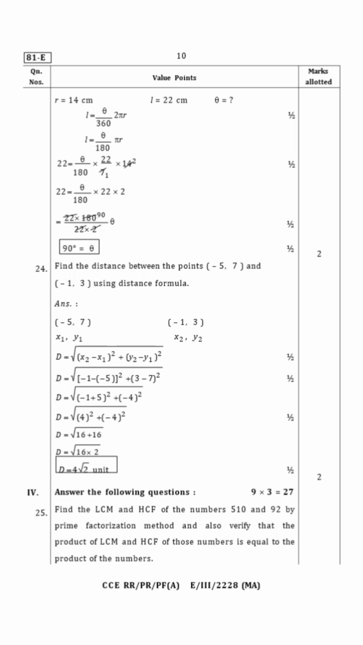Now let us solve the fourth Roman number questions. There are 9 questions of 3 marks each, totally 27 marks. Find the LCM and HCF of the numbers 5, 10 and 92 by prime factorization method, and also verify that the product of LCM and HCF of those numbers is equal to product of the numbers.